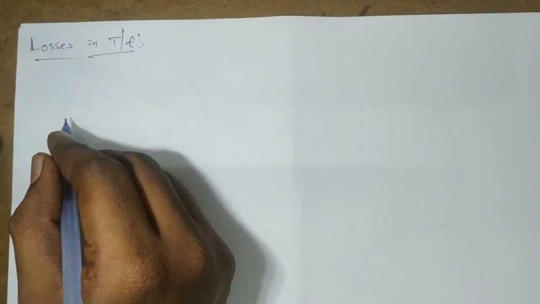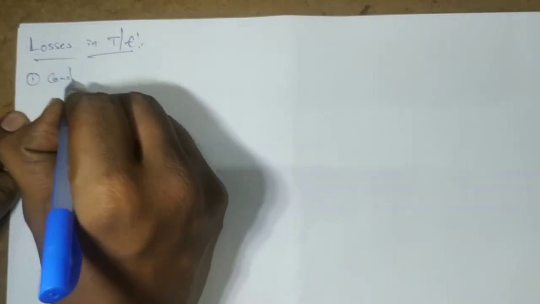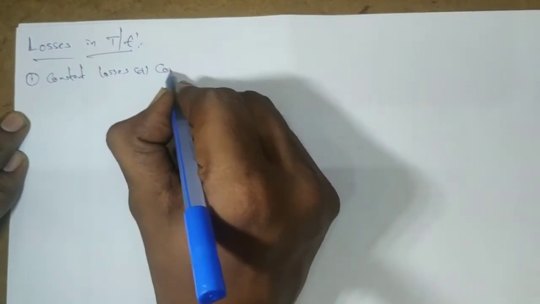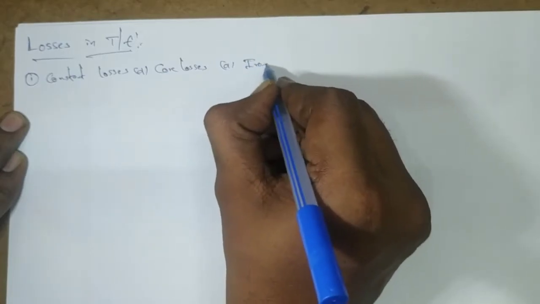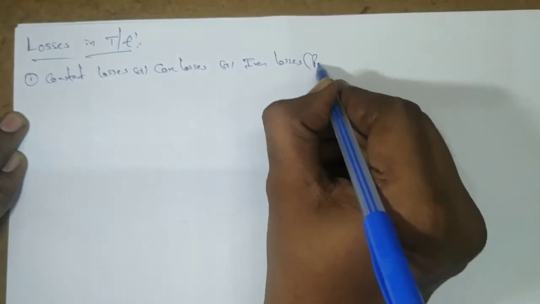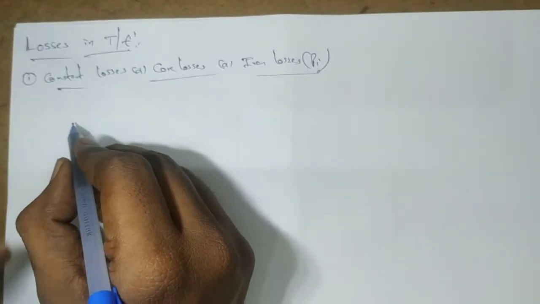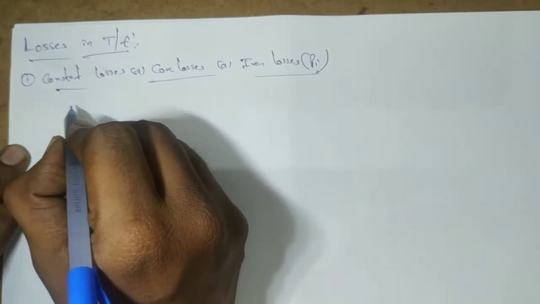Losses in a transformer. Generally, we know that there are two types of losses in a transformer. One is constant losses and another is variable losses. Coming to the first one, constant losses, which are also known as core losses or iron losses, represented by Pi. These losses are called constant losses because they are not dependent upon load and they will be constant even though load increases or decreases.